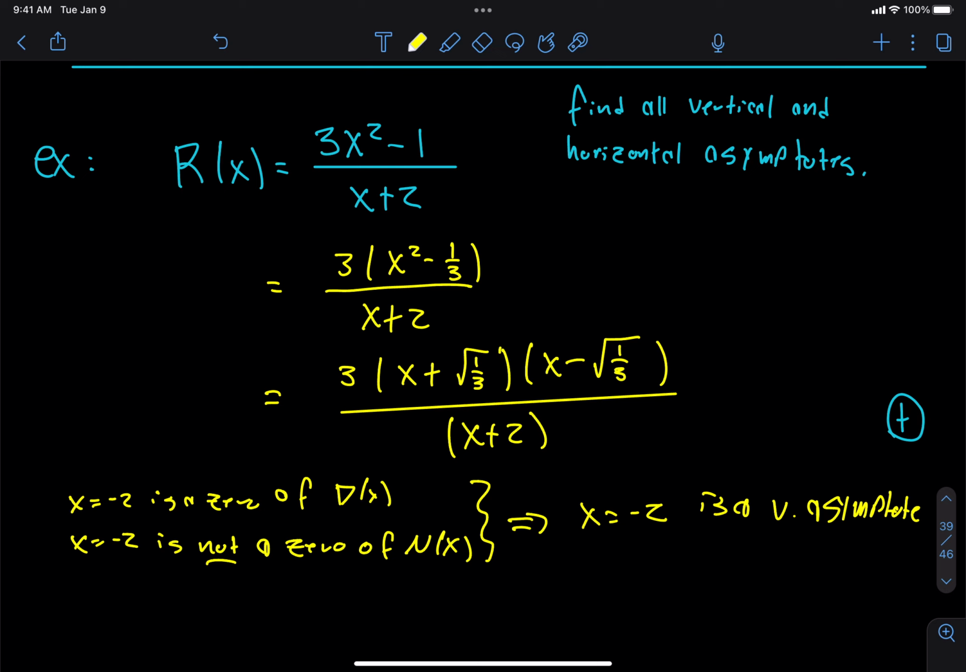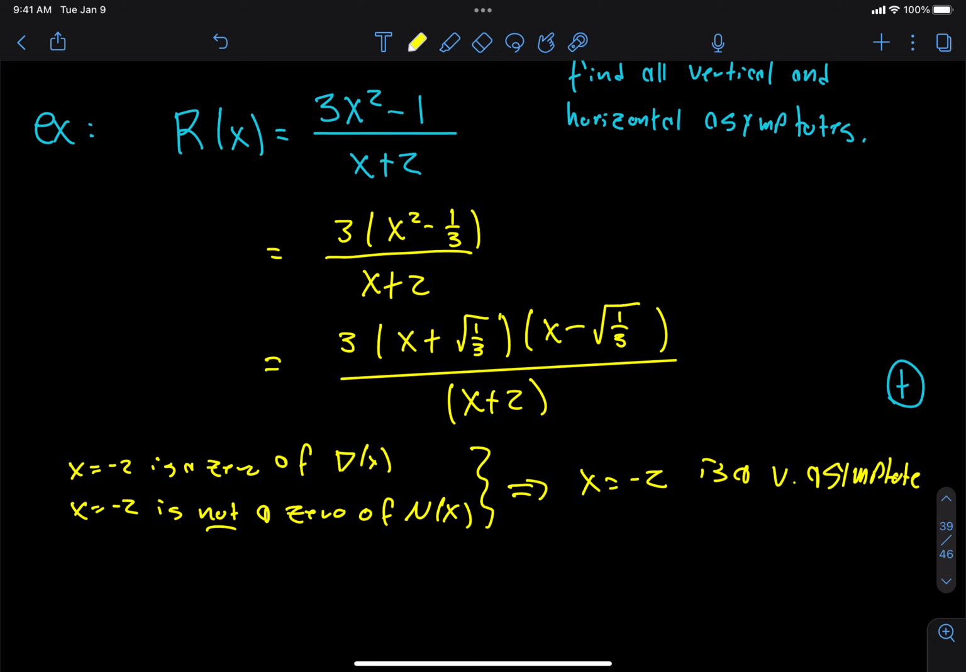Questions so far? We found the vertical asymptote. And I know that I'm not going to have any other vertical asymptotes, because that's the only thing that would make the denominator 0. So that's the only one I need to list. Okay, so I'm happy about that.